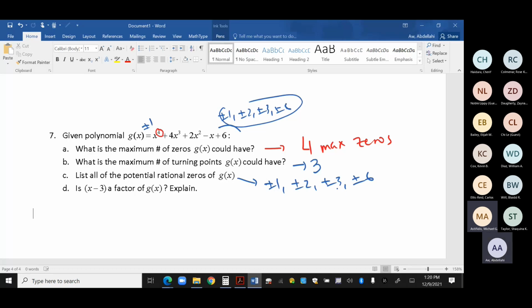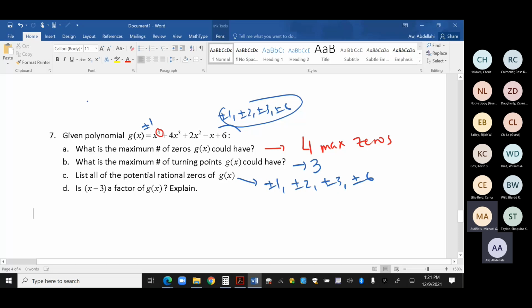Is x minus 3 a factor of g? Can somebody answer that question? We have to verify. Why do we have to verify? Why don't we say yes or no? Because it's a PRZ. It is a PRZ, so we cannot say no, right? Because it's a potential. We cannot say yes until we verify. Thank you very much to both of you, right? So we have to verify, okay?